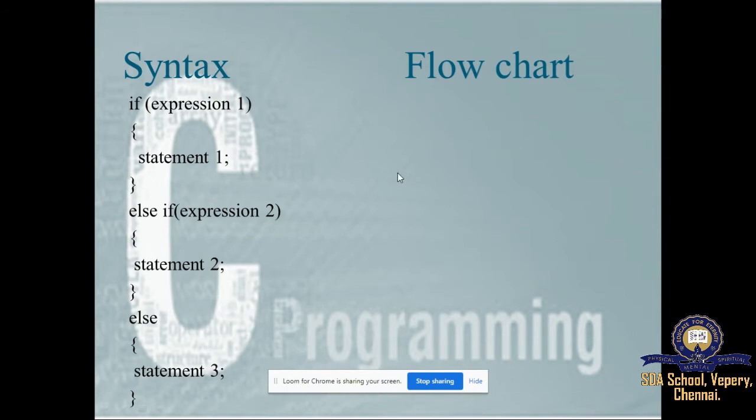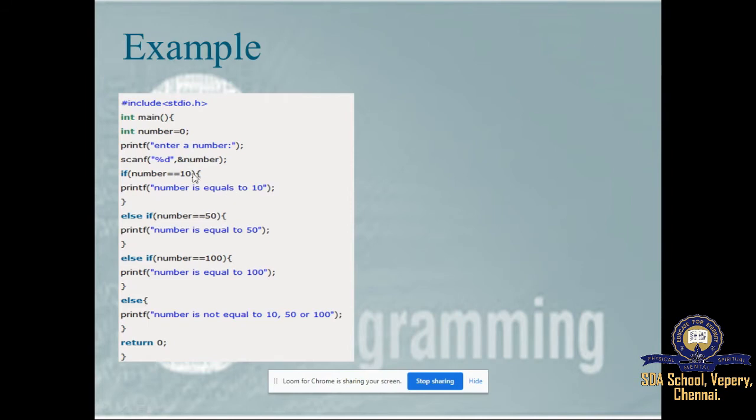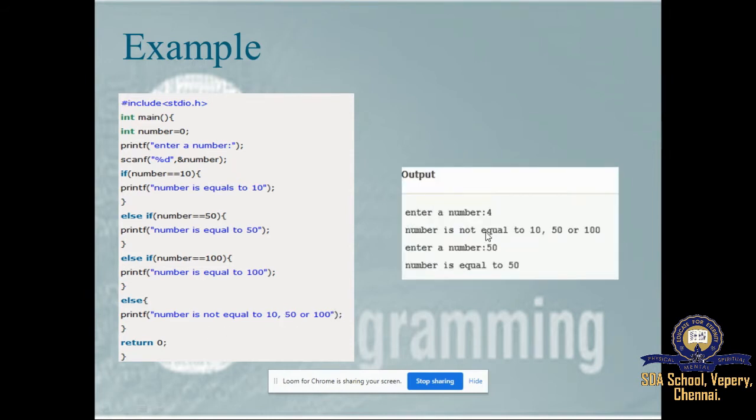So this is your flow chart. It will be going into condition 1. If it is true, first statement. If it is false, check for the second condition, that is the else if. If it is true, go here. If it is false, go for the next condition, or else directly to the else condition. So this is a sample program. If number is equal to 10, you will be printing it is equal to 10. Number is equal to 15, then equal to 50. Else if number is equal to 100, or else if all these three conditions don't satisfy, it will be moving on to this else part. Number is not equal to so. So this will be your output.